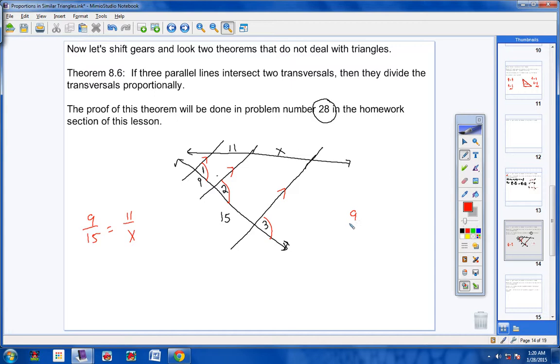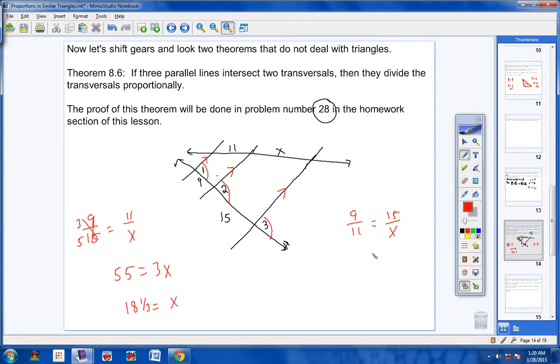Or I can say 9 over 11 equals 15 over x. Either way, you'll get the same answer, okay? Over here, I can reduce this fraction to make it a little easier. 3 goes into both those numbers. So I get 5 times 11 equals 3x. So my answer would be, let's see, 18 and 1/3, or 18.3, okay?